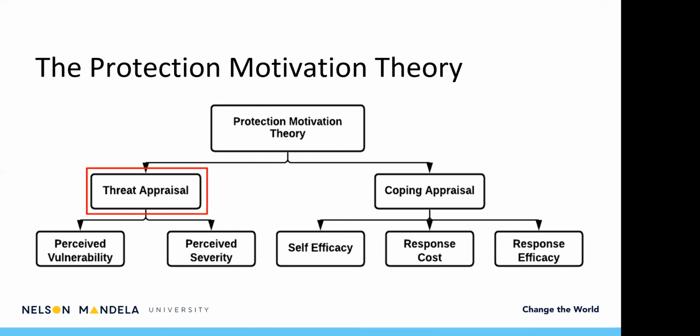Threat appraisal consists of perceived vulnerability and perceived severity. Perceived vulnerability is an employee's perception of the validity of threats that they may encounter. Perceived severity is the perception of the consequences of the perceived threats being realized. Coping appraisal consists of self-efficacy, response cost, and response efficacy.